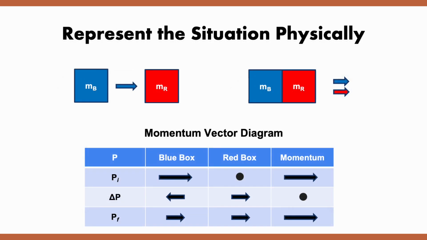When those two boxes collide, we drew a momentum vector diagram. Below you see that the momentum of the blue box is initially going to the right, and the momentum of the red box is zero because it hasn't been hit yet, right before that interaction. So we know the momentum is going to the right.